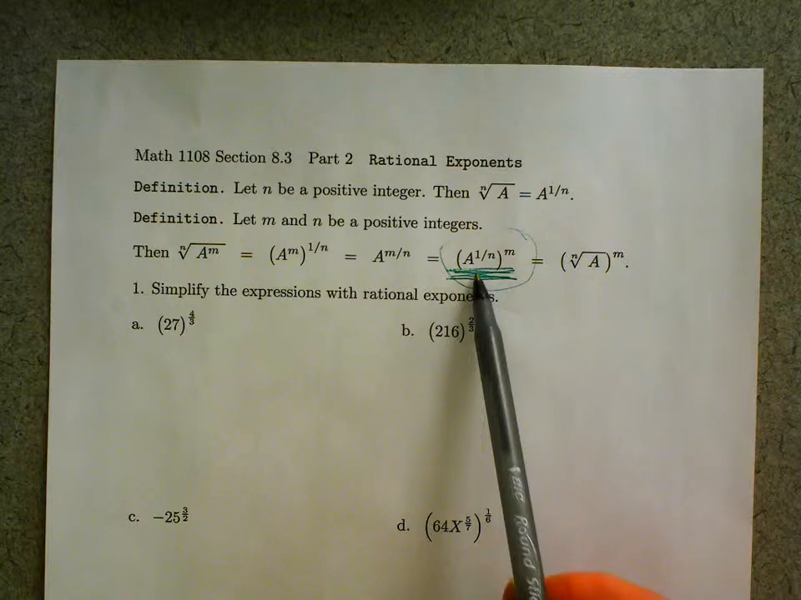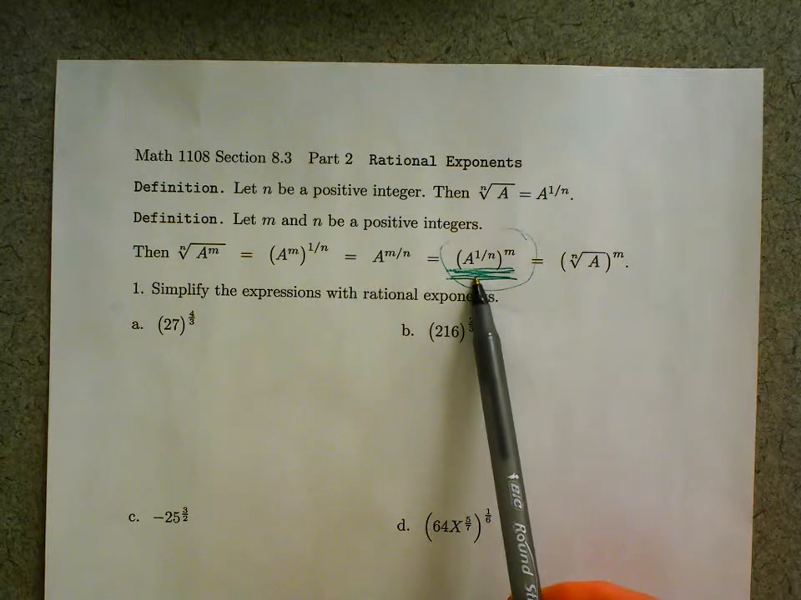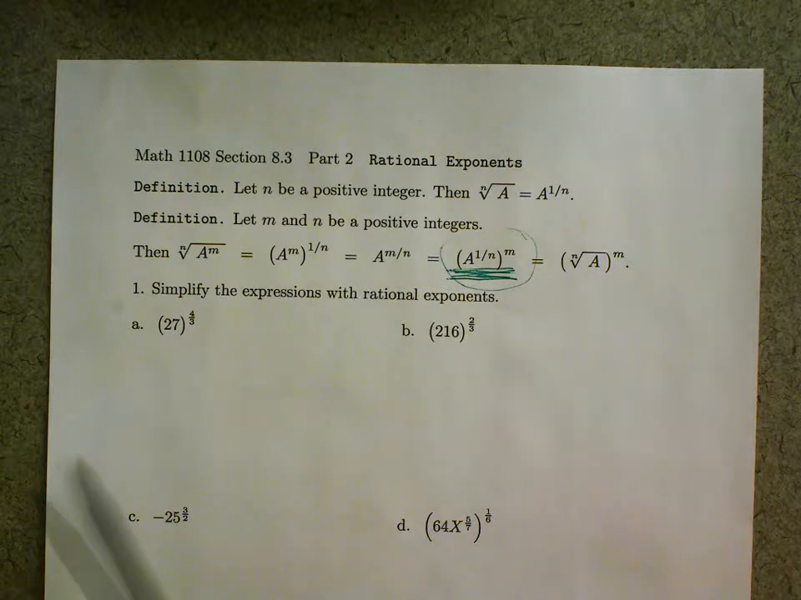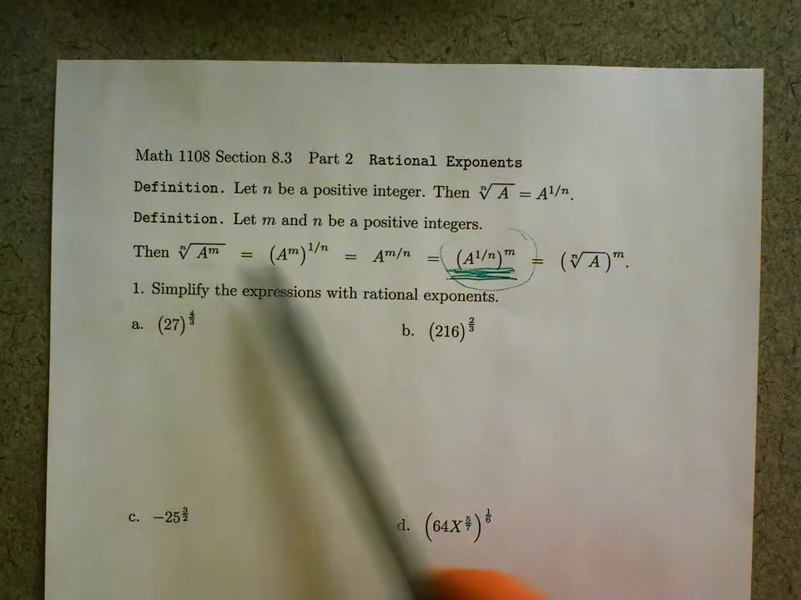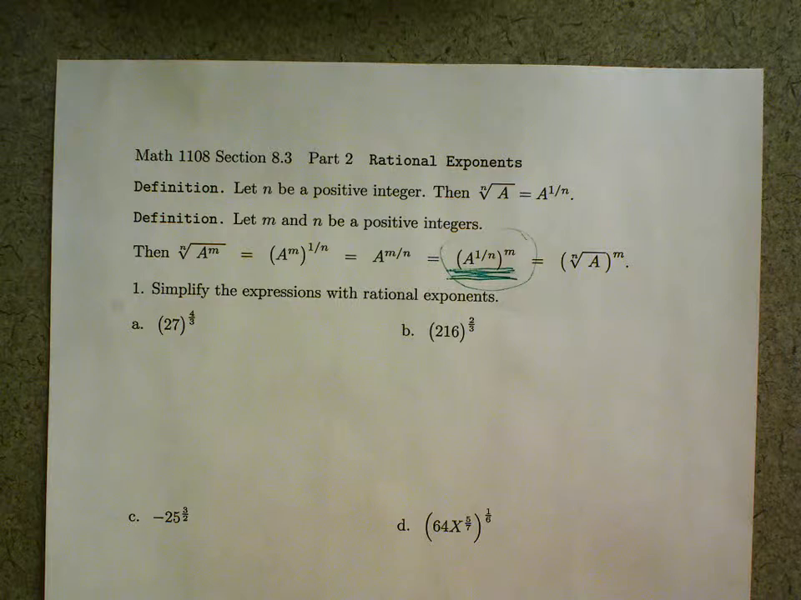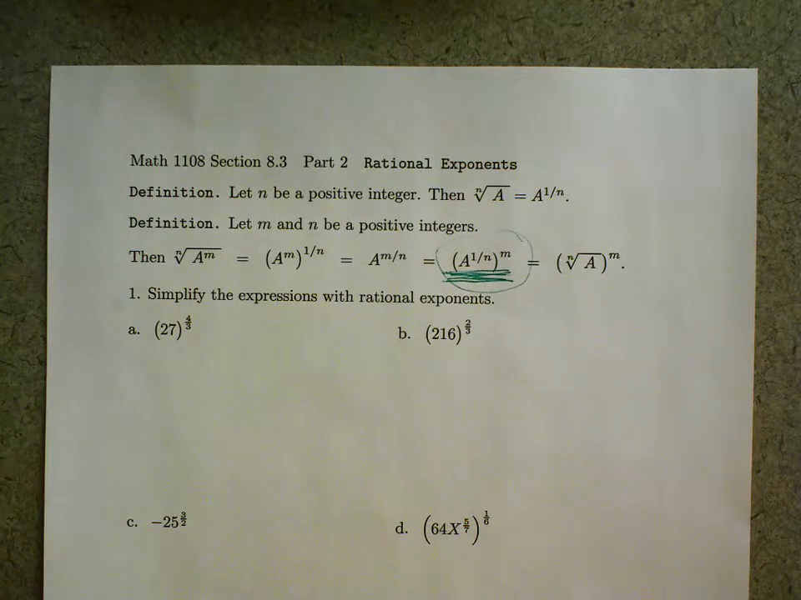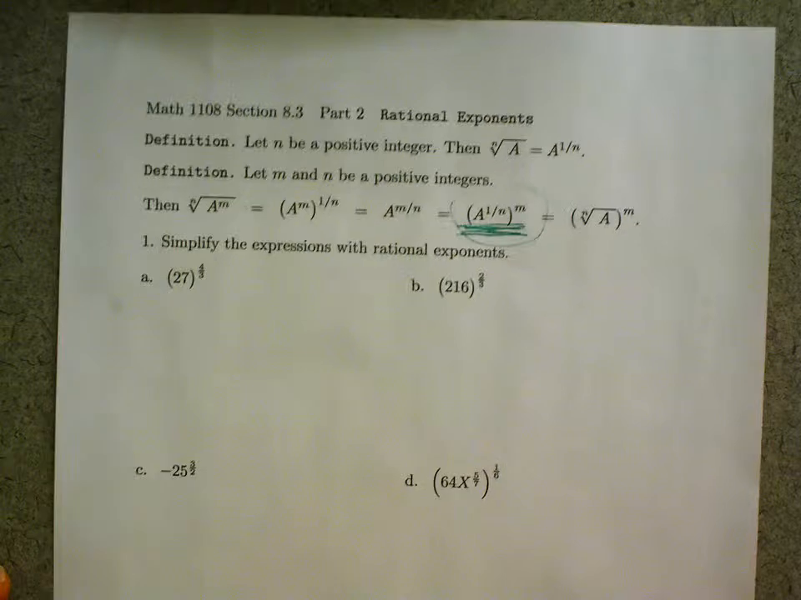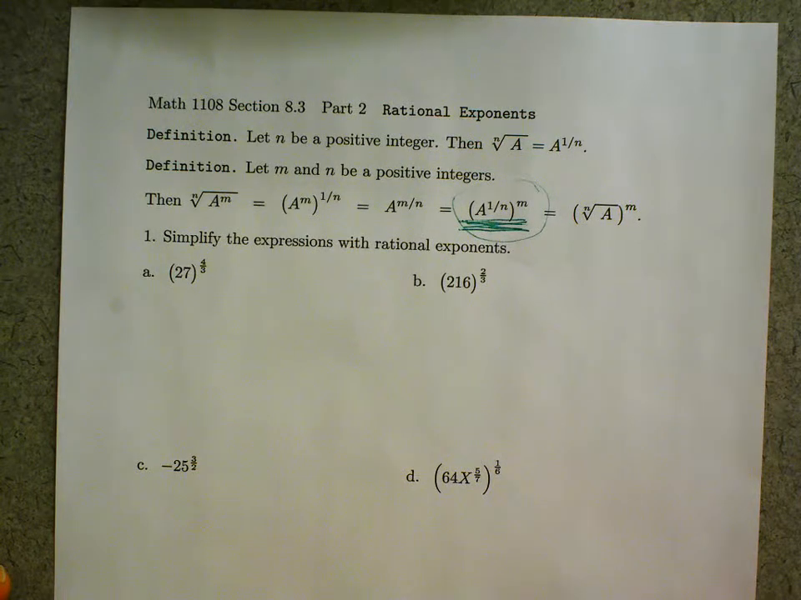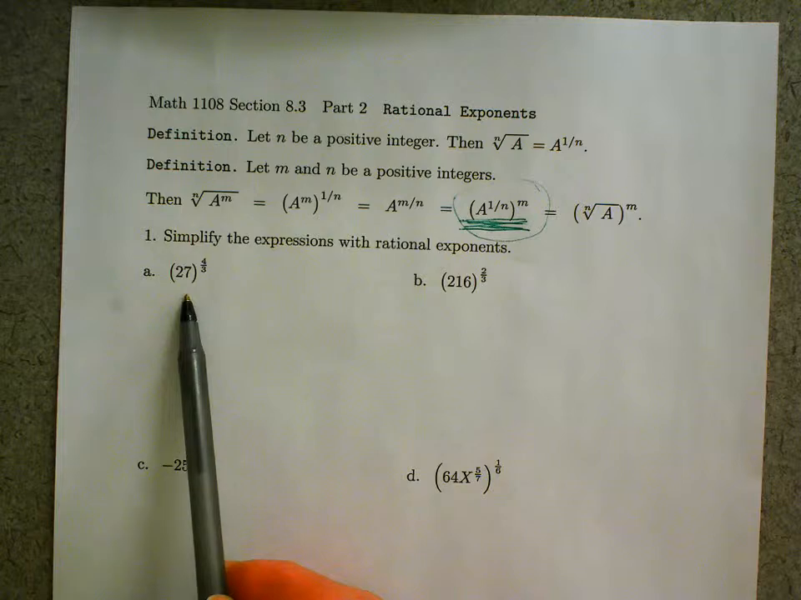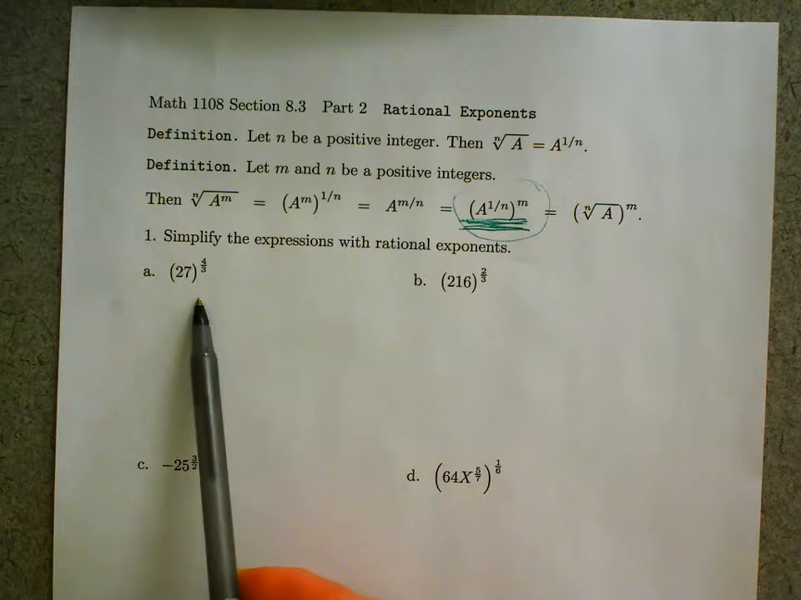Okay, but you can also write the nth root of a to the power n. So all 5 of those are equivalent. All right, we'll practice simplifying expressions with rational exponents. This one, 27 to the 4/3.